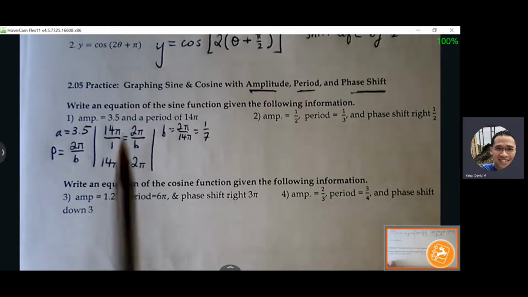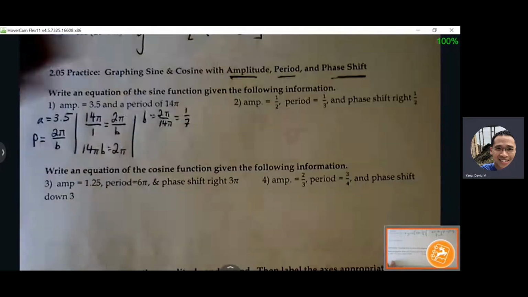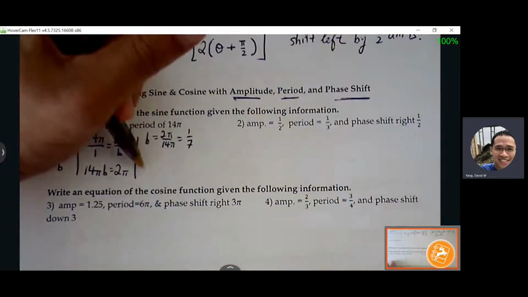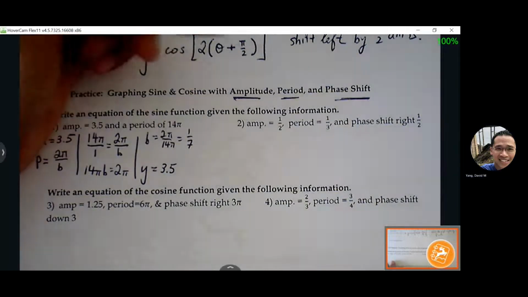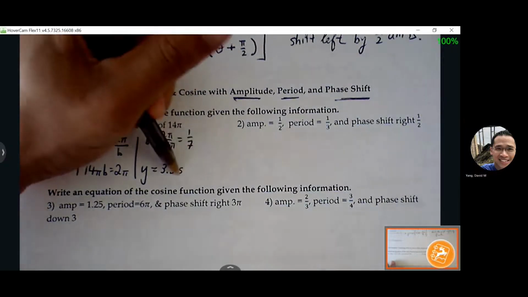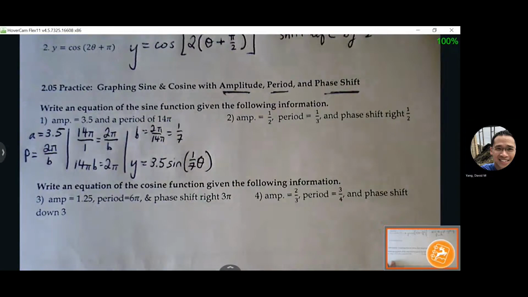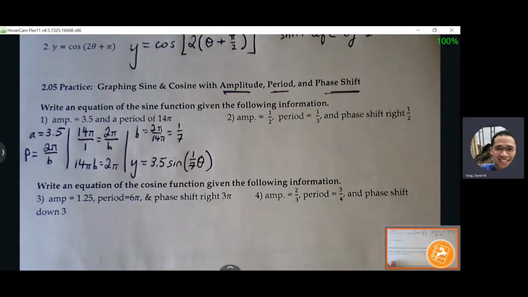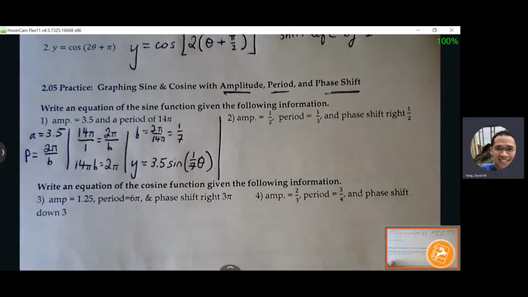So there's no phase shift. So all we do is we just put the A and B value where they belong. There's no need for all these brackets and parentheses here. So y is equal to 3.5 sine. Well, I like to put parentheses as a reminder that the 1/7 theta is inside. The trig function is not sine times 1/7 theta, it's sine of 1/7 theta. Okay, so that's nothing new, right? That's review.